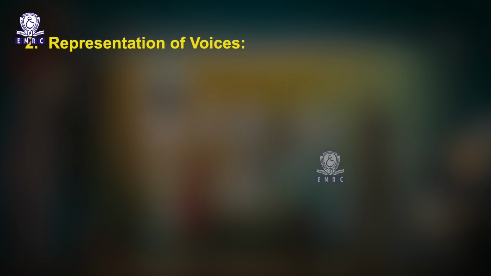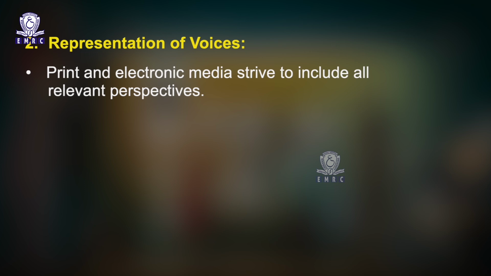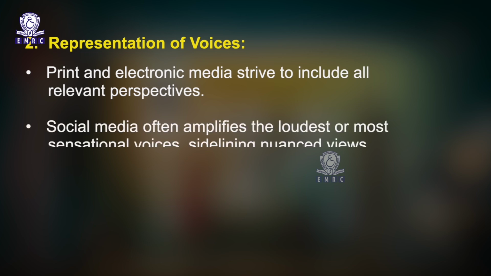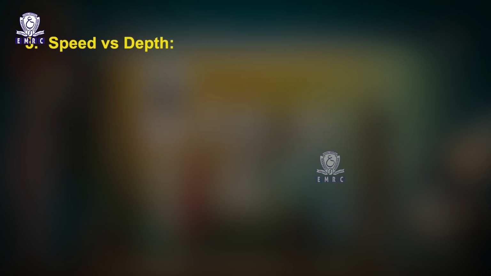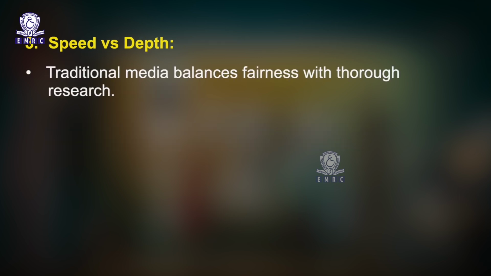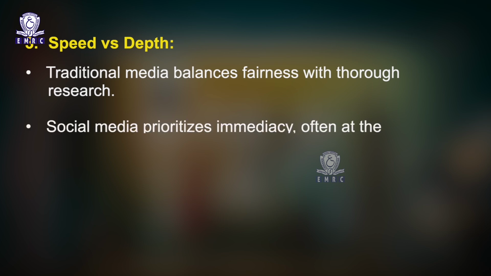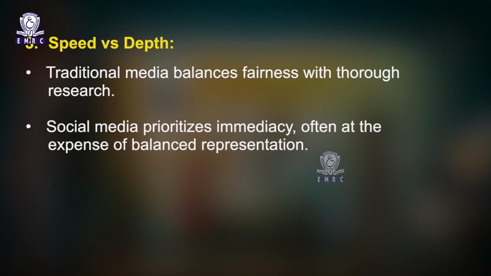Coming to the representation of voices, print and electronic media strive to include all relevant perspectives, whereas social media often amplifies the loudest or most sensational voices, sidelining nuanced views. With speed versus depth, traditional media balances fairness with thorough research, whereas social media prioritizes immediacy, often at the expense of balanced representation. Fairness remains a fundamental principle in journalism, but its implementation varies by platform.